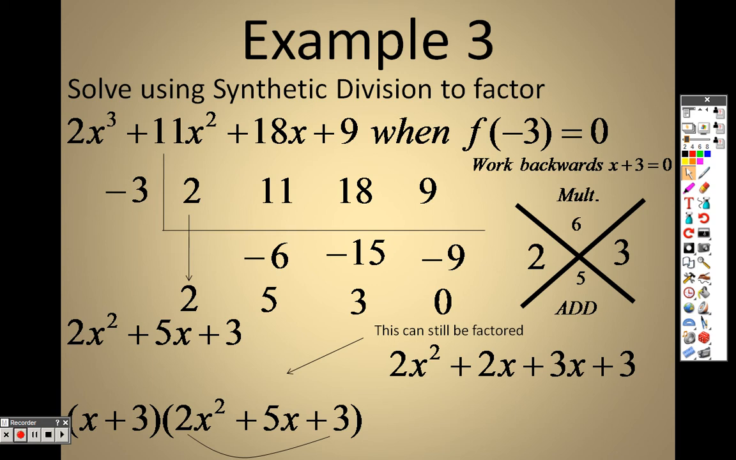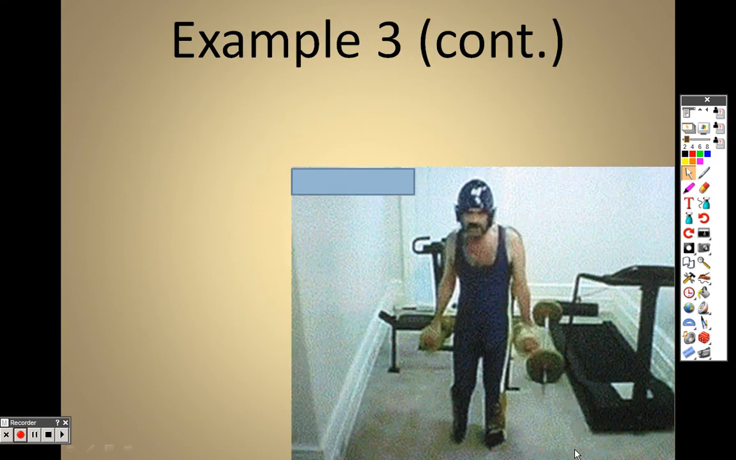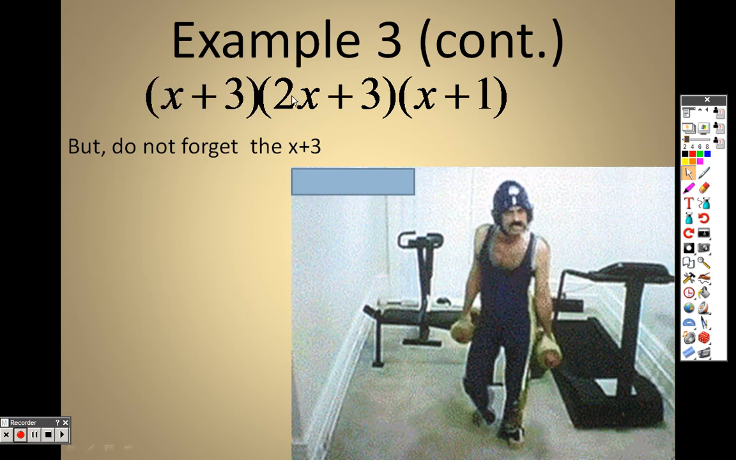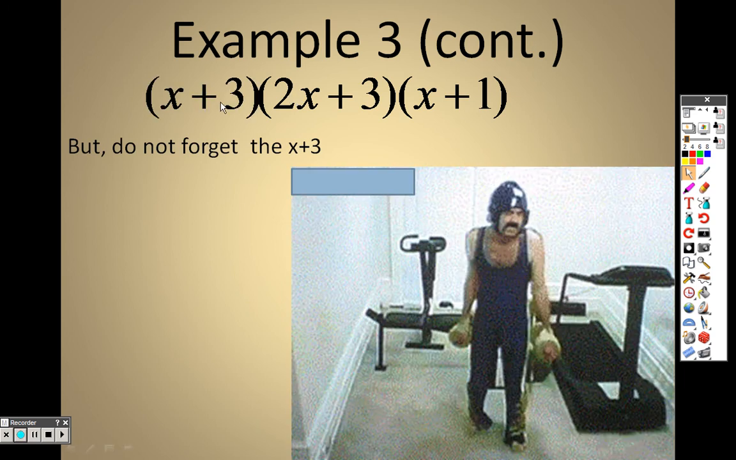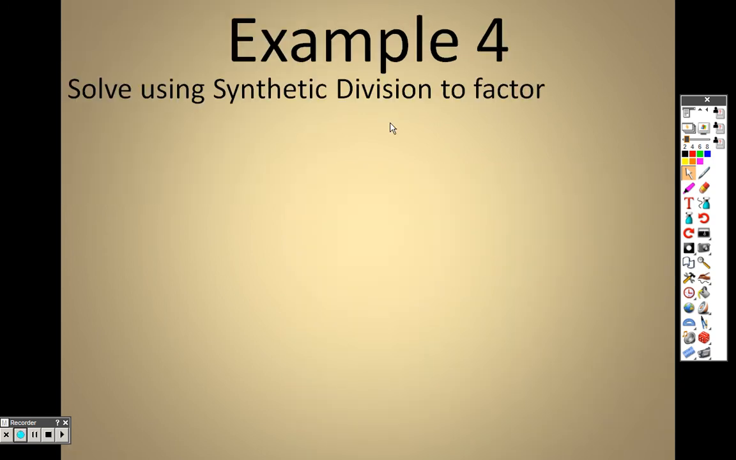So now that I have a 2x squared and a 2x, I can group those together. Both of these items have an x and a 2 in common, so I take out a 2x. This has a 3 in common, and if you notice, when I pull those both out, this is a 2x and a 3, so I combine those together to get 2x plus 3, and I drop down the x plus 1. So my official final answer is what I just factored, plus you can't forget that x plus 3 that I had in the beginning. So all three of those together are the factors, which would make it much easier to solve for.